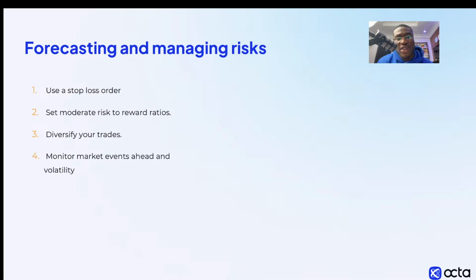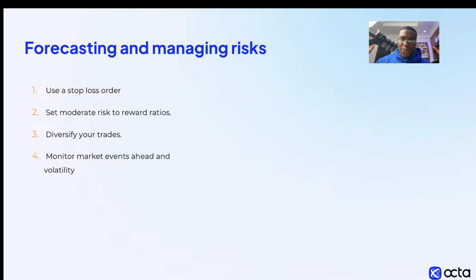Forecasting and managing risk is very important, especially for beginner traders. Use a stop loss order. I know there are a lot of videos or people that will tell you not to use a stop loss. But guys, if you're a beginner especially, it's good that you learn how to manage your risk before you start playing around with it. Your risk management is going to keep you in the market long enough to place more trades. Set moderate risk to reward ratios as well. If you're going to be risking 1%, you should go for at the very least 1% or 2% or more. But if you're risking 5% and going for 1% reward, that's not a good risk to reward ratio.